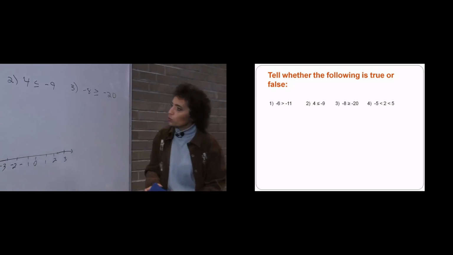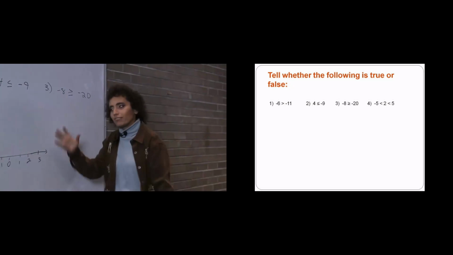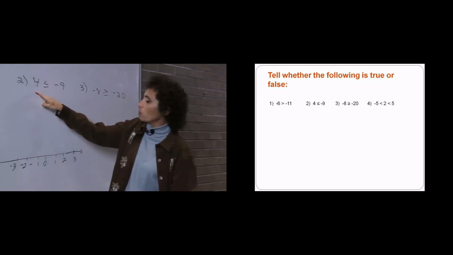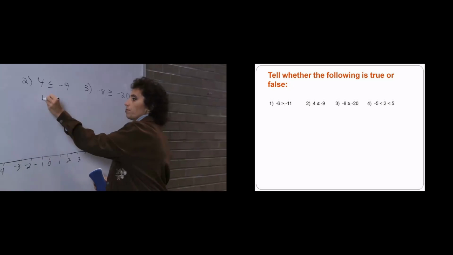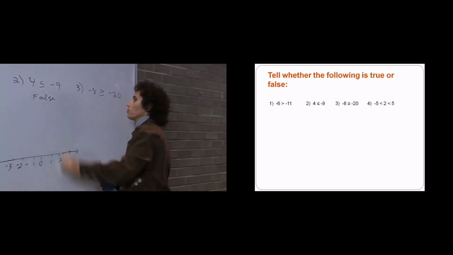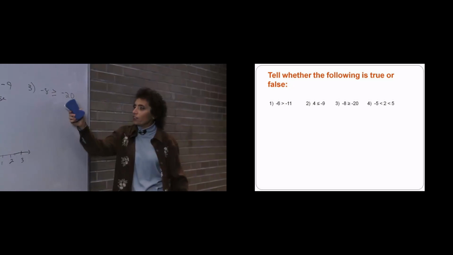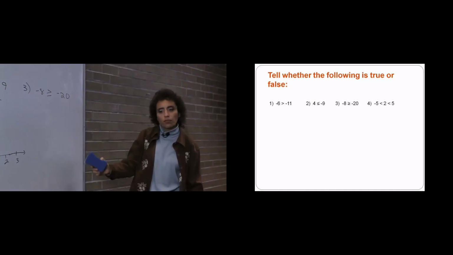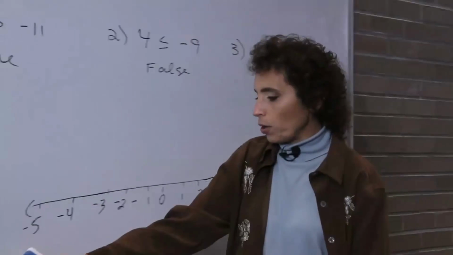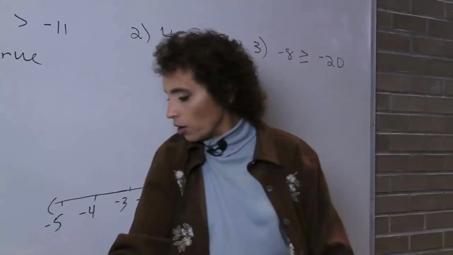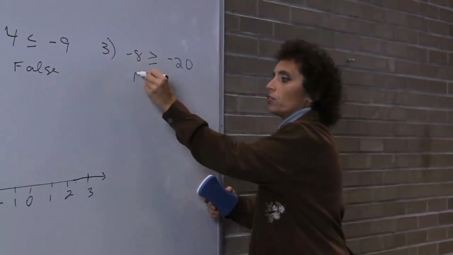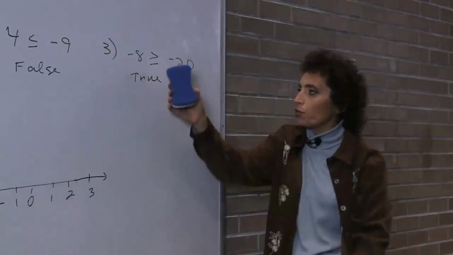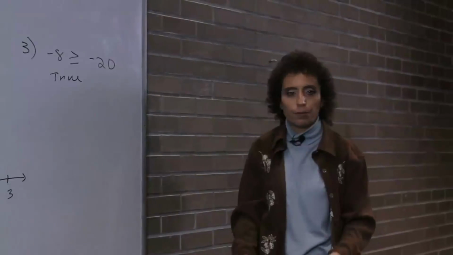4 is less than or equal to negative 9. Well, that's easy, because 4 is a positive, 9 is a negative, so that's got to be false. Negative 8 is greater than or equal to negative 20. Think about that. Negative 8 is somewhere here. Negative 20 is somewhere way down there. But negative 8 is greater than or equal to negative 20. So that is true. Remember, you can't be both. You'll just be greater than. So that is a true statement.